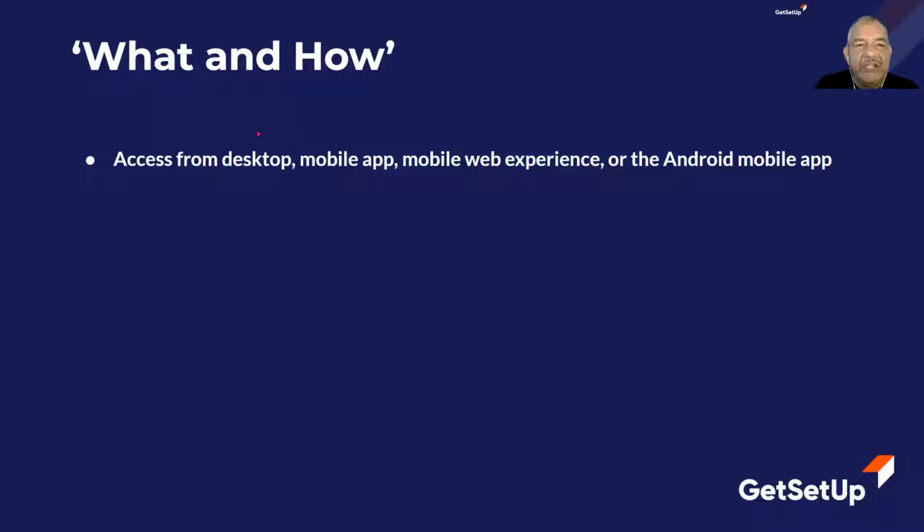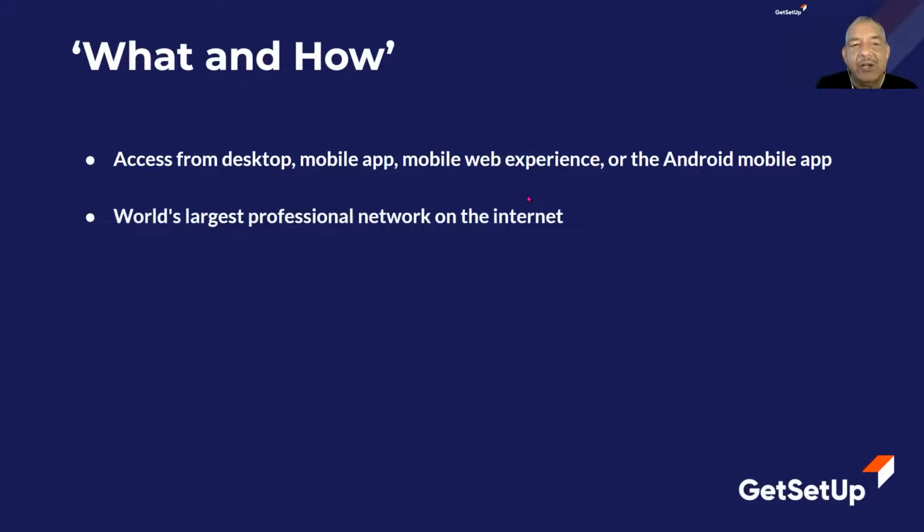So with that, moving ahead, just a little bit of a what and how of LinkedIn. Before we do anything, we at least have to have the basic information as to what we are doing and how do we go about that. The first thing is that we can access LinkedIn from a desktop, from a mobile application. A mobile web experience means an internet-ready device without downloading the application, or the Android mobile Lite app. There are many ways through which we can access it.